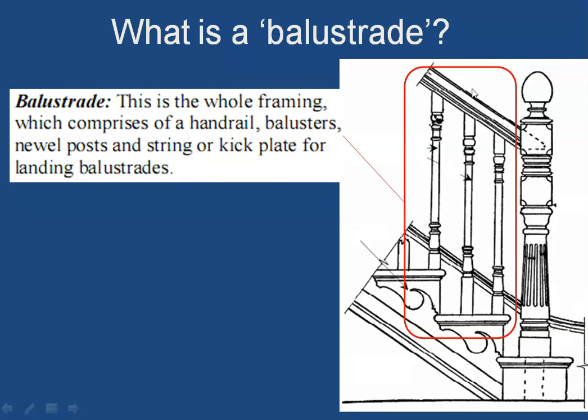Now the top member, that is the handrail, along with the balusters, is going to be called a balustrade. This is the whole of the framing which comprises the handrail, balusters, newel post and string. All these together are called a balustrade. So this is the balustrade.